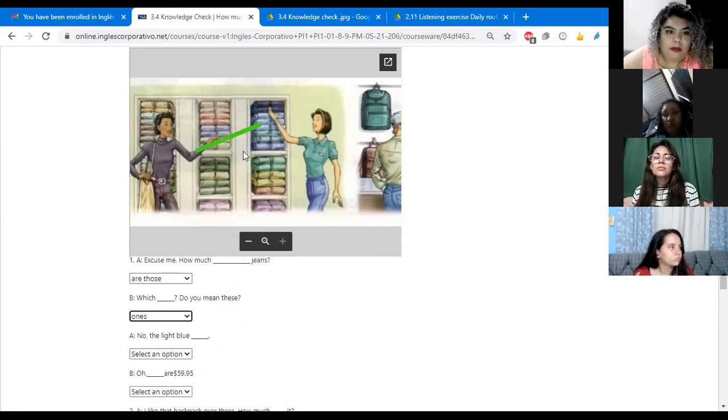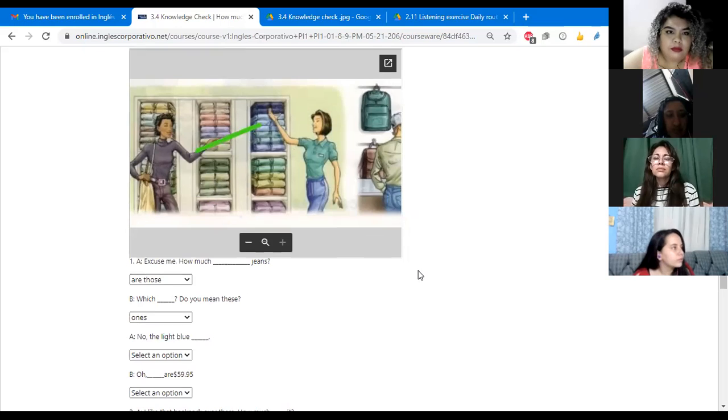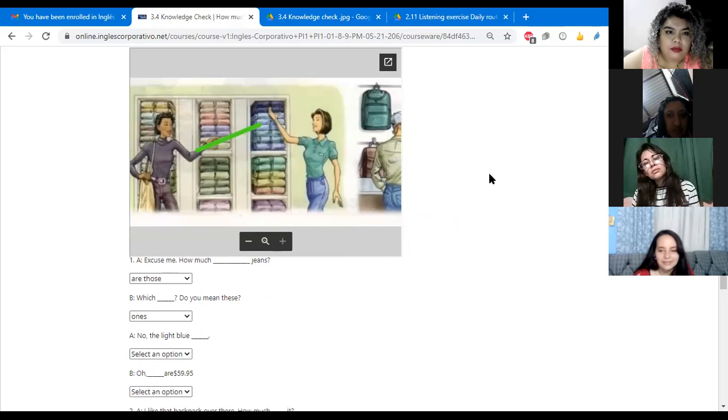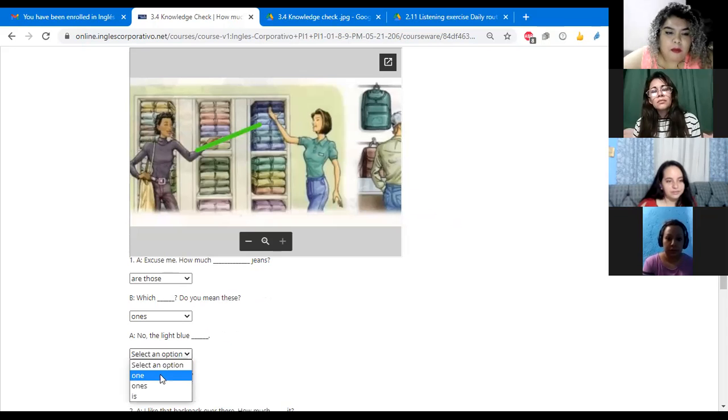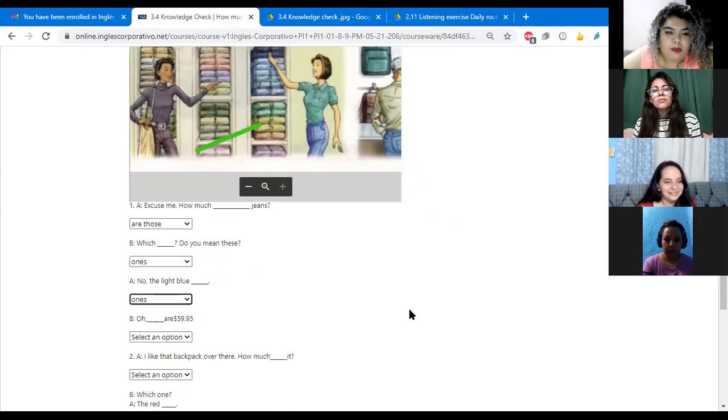No, the light. These are the blue ones, right? This? No, the light blue one. Okay, the lady says, do you like this? No, the light blue one. Okay. The light blue ones. Then, oh.